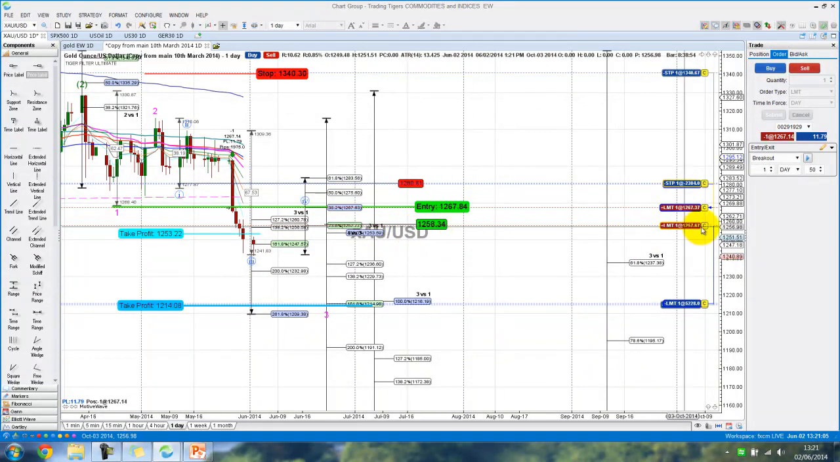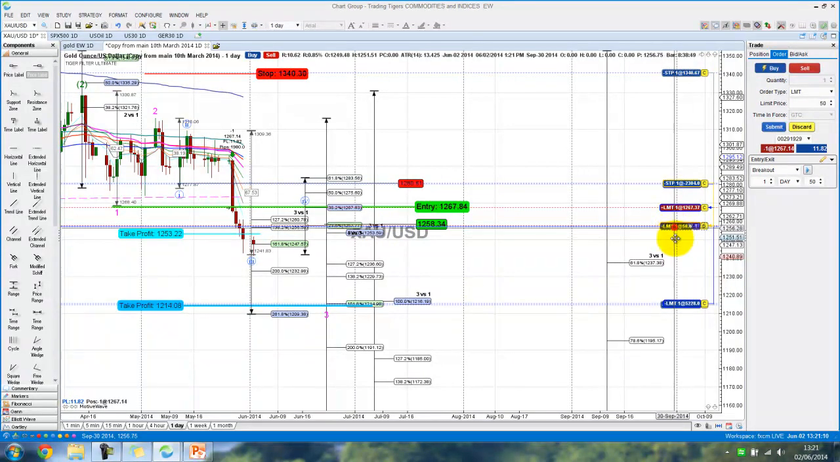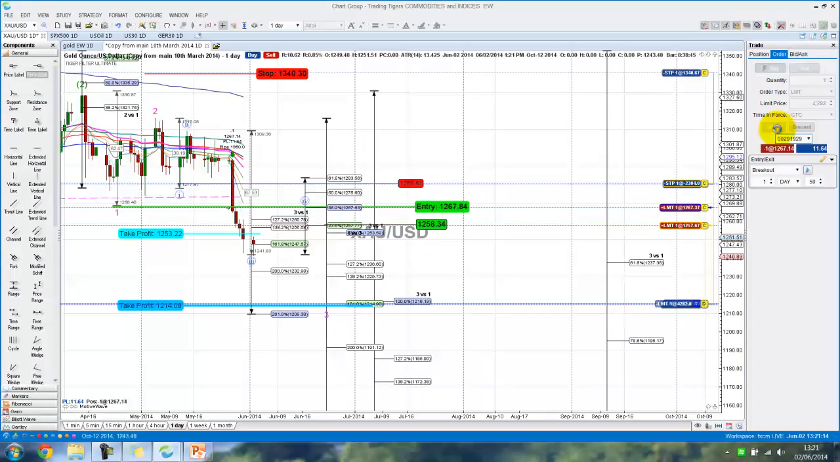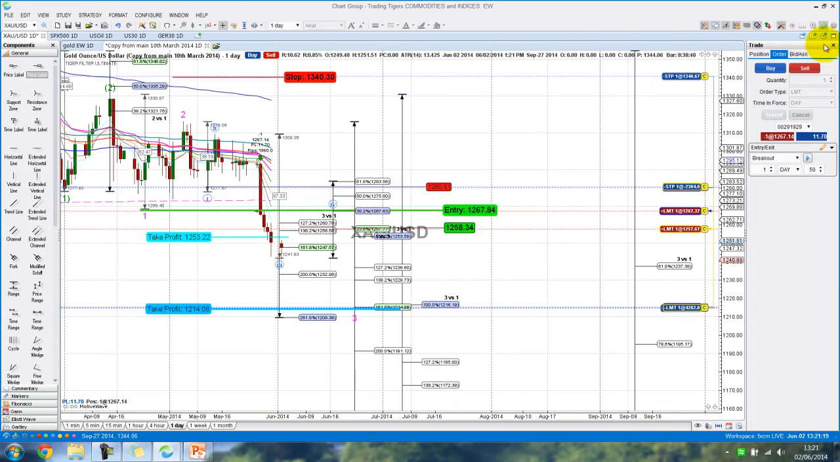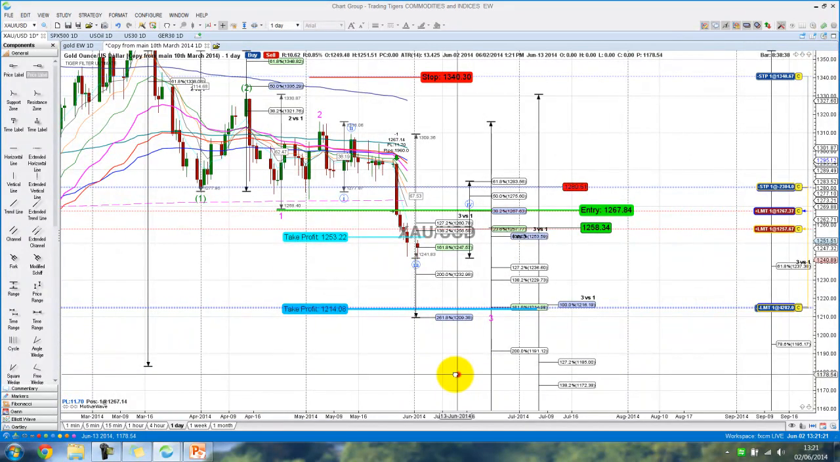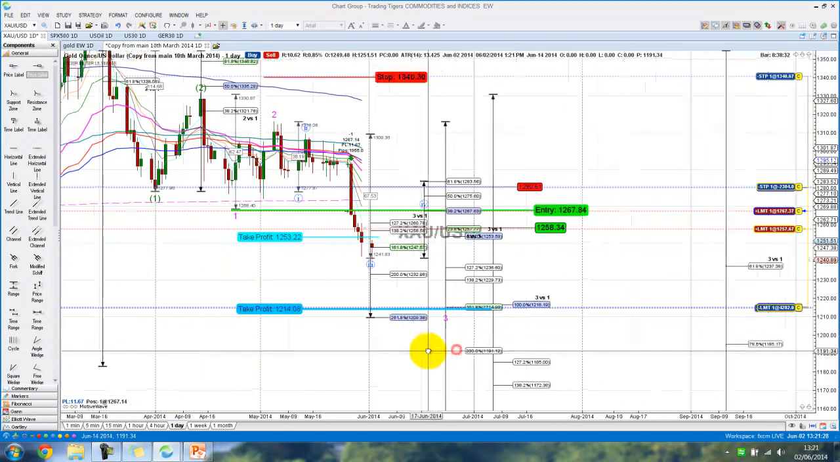is going to be down below here, we'll take our limit down to complete the wave 5, and we're completing the wave 5 of the minute degree, but in reality we're completing the larger wave degree, which is the wave 3 of the minor.